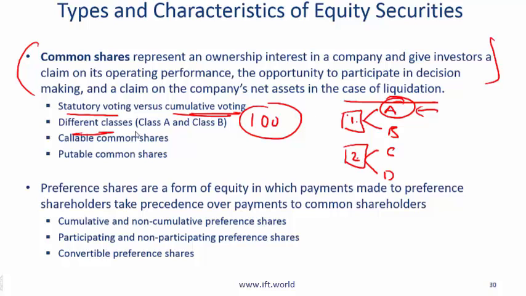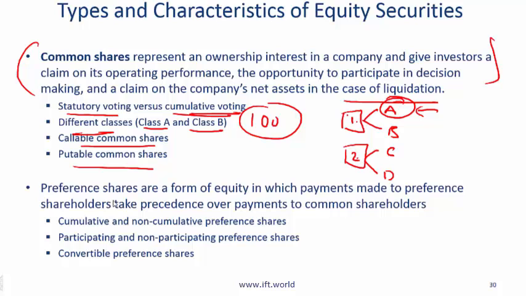There can be different classes of shares, Class A shares, Class B shares. So maybe the voting rights might be different across different classes. Callable common shares means that the company that issues the shares has the right to call the shares back at a given price. Puttable common shares gives the shareholder the right to return the shares at a given price to the company.